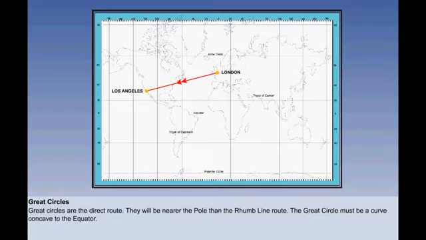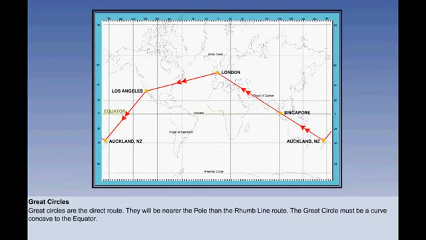Let us look at this route from London to Los Angeles, Los Angeles to Auckland, New Zealand, Auckland to Singapore, and from Singapore back to London again. Note that the route from London to Los Angeles is all in the northern hemisphere. LA to Auckland crosses the equator. Auckland to Singapore is all in the southern hemisphere. And Singapore back to London is all in the northern hemisphere again.